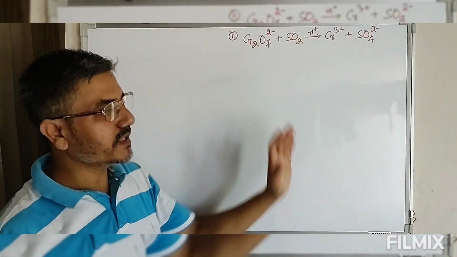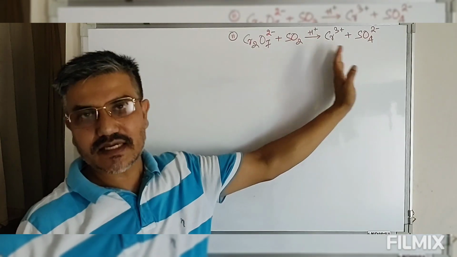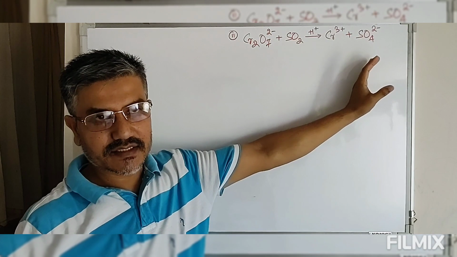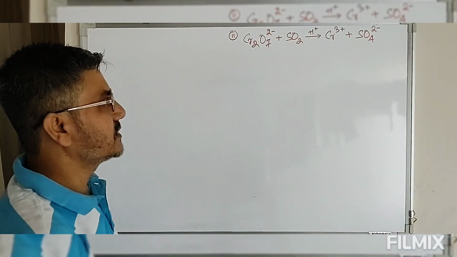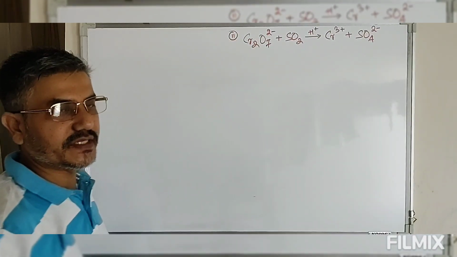Next example we are going to take up is the reaction between dichromate and sulfur dioxide. This is the skeleton reaction. Now in this skeleton reaction we will balance the reaction. Now look at this, H plus ion is already given, this means this is in acidic medium.